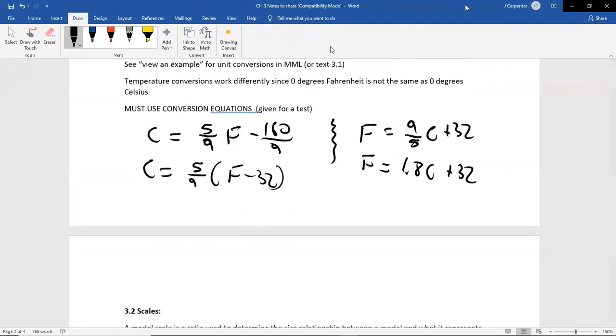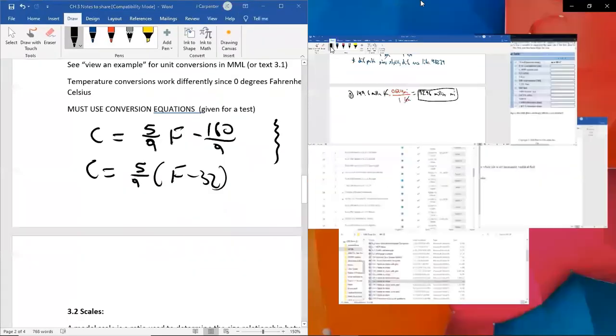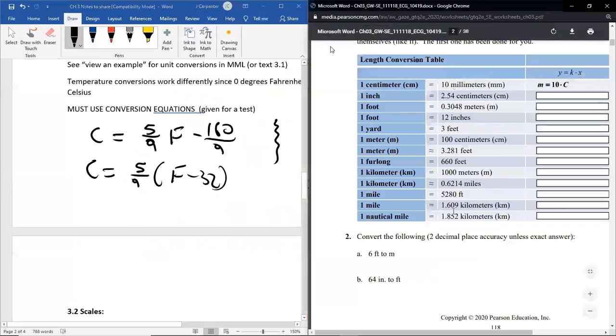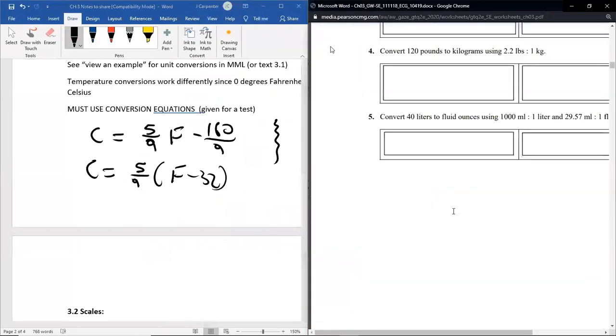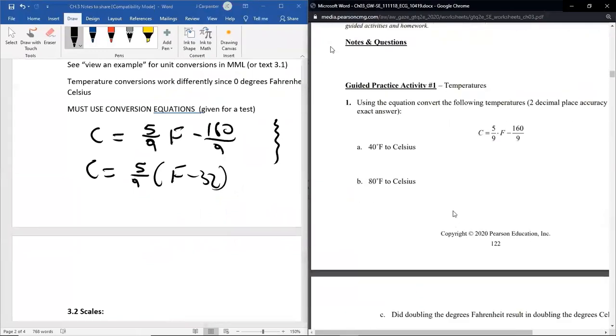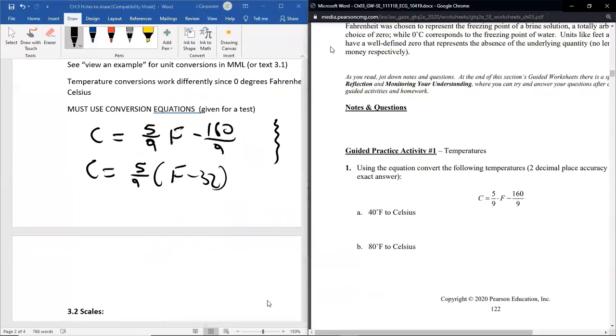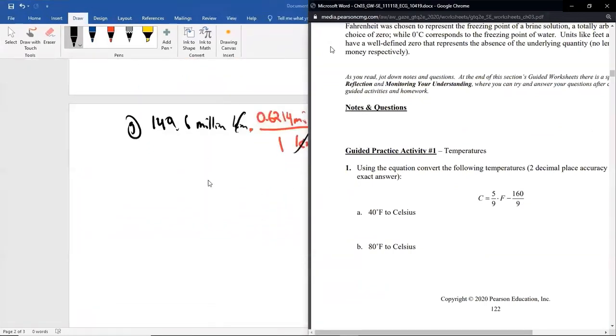So what we'll do for the last bit, and again, I will do at least one more next time because I'm only going to have time to do one of these. Let's do 1A from the guided activity, on another page, obviously, page 122.